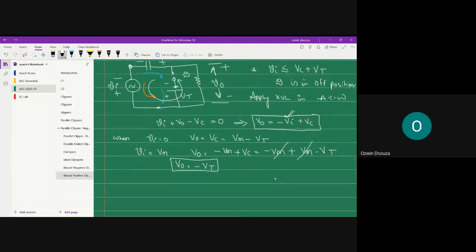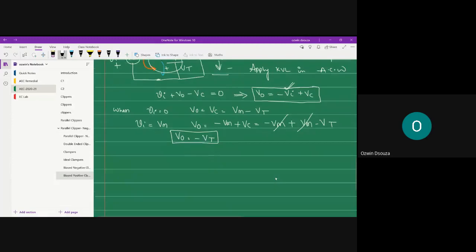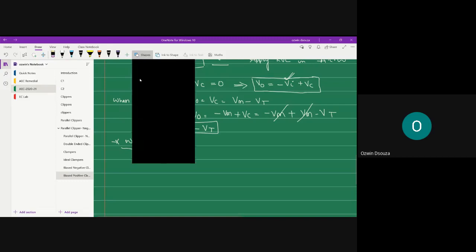Okay, fine. So we are done with the positive half cycle analysis as well as negative half cycle analysis. Now we can plot the waveforms. It is expected that your output is shifted in the upward direction. Let's see what is happening with the output.